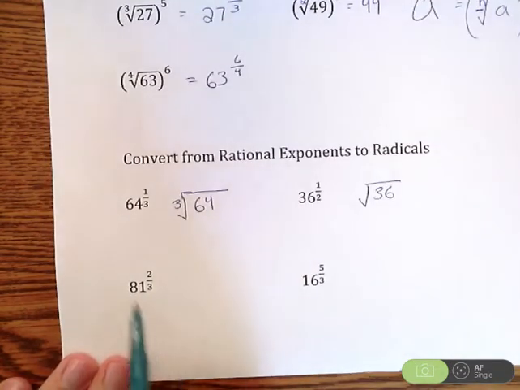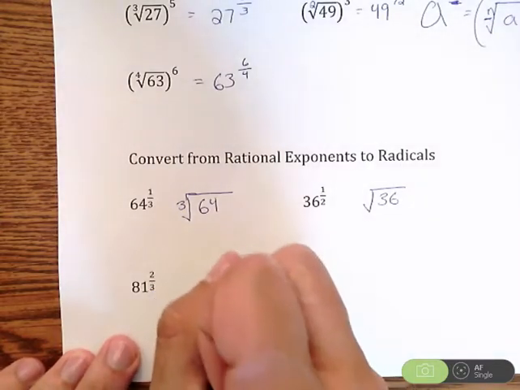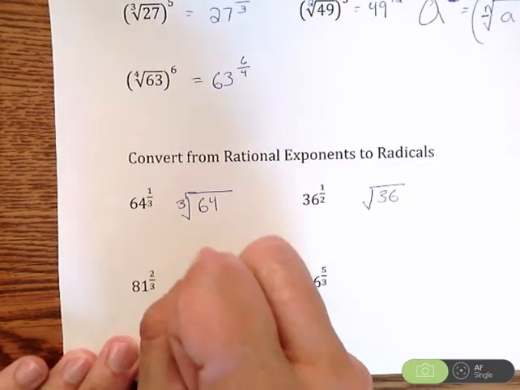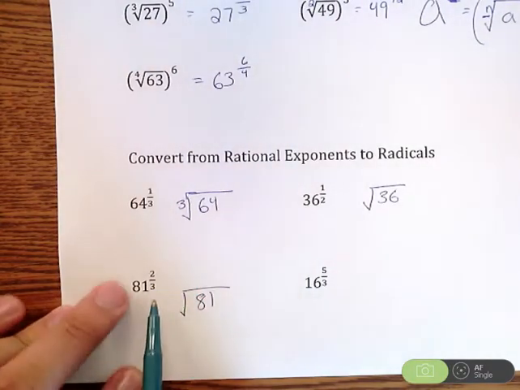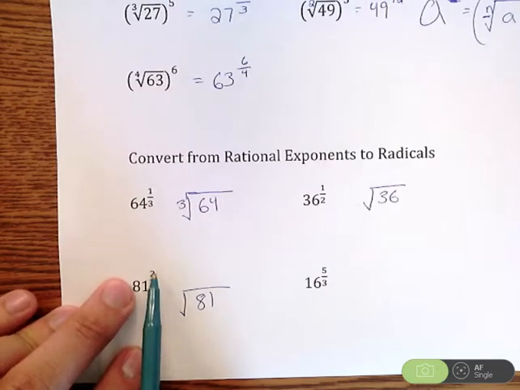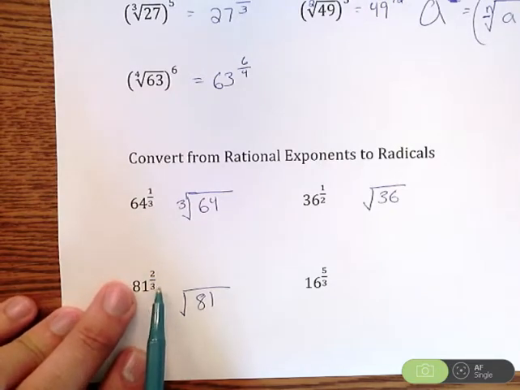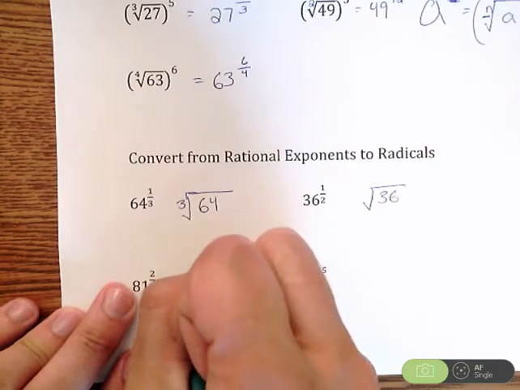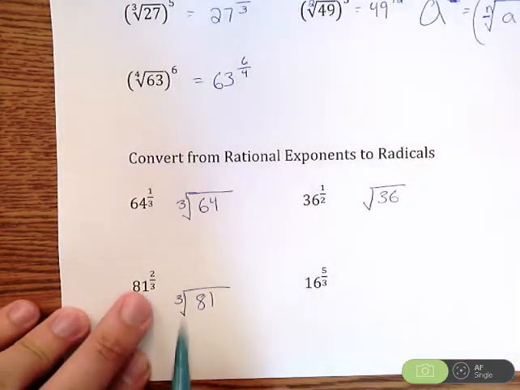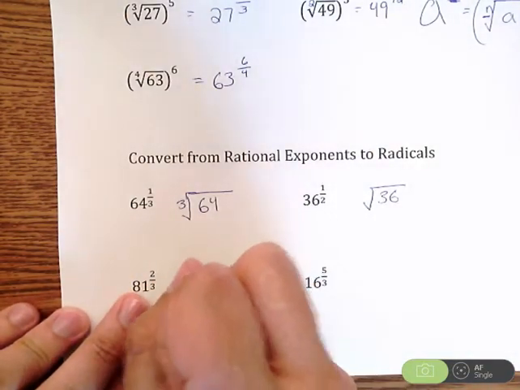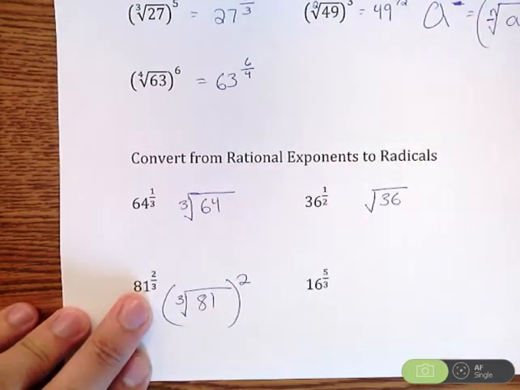Last two examples, I have 81 to the 2/3 power, so the 81, the base, is going to go inside my root. Notice how this one changed a little bit. Instead of having a 1 on top, we have a 2. The 3 is going to go on the root. The only thing we have to worry about is that 2, so we're going to put parentheses, squared, on the outside.